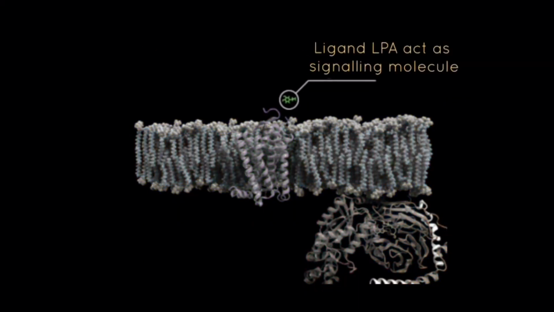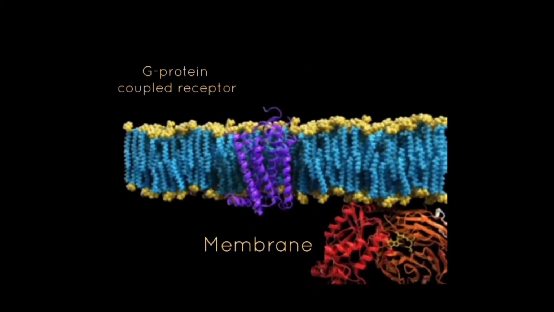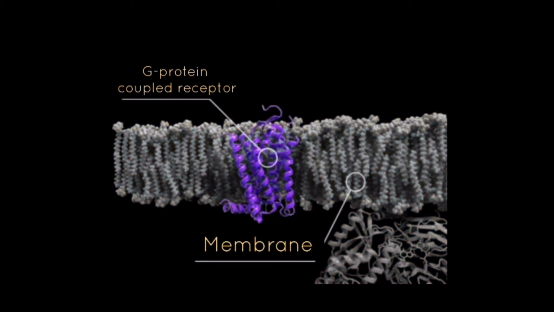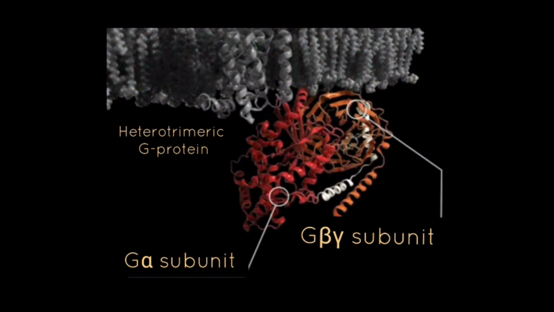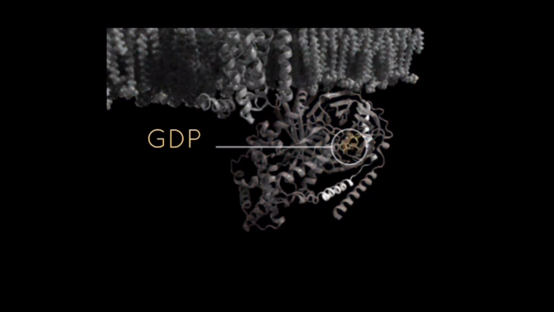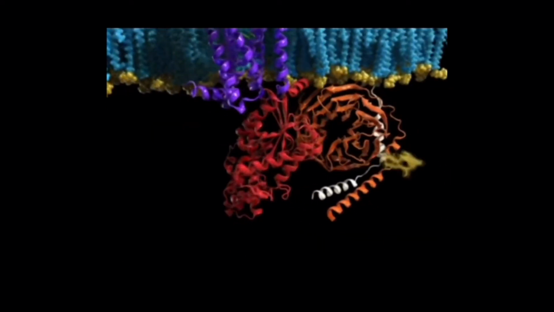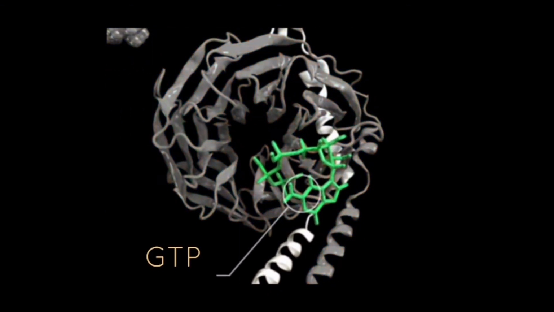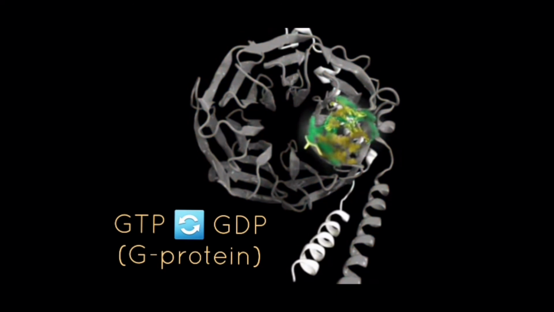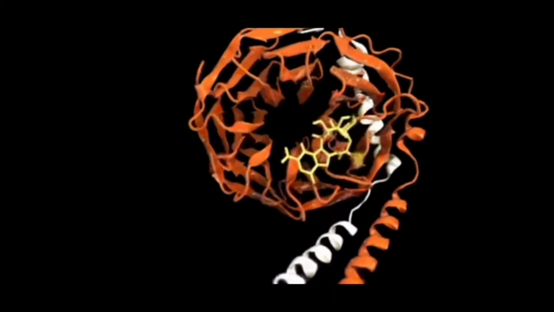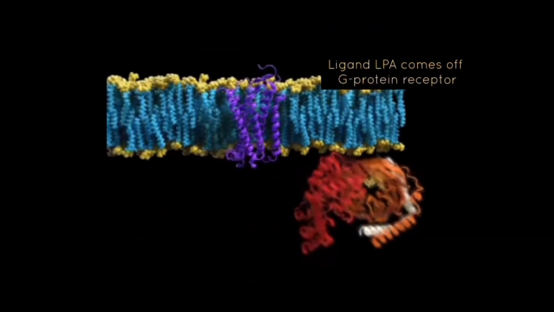Ligand LPA binds to the G protein coupled receptor, which is located in the membrane. The heterotrimeric G protein is composed of 3 protein subunits: alpha, beta, gamma. The alpha subunit has GDP bound, which is exchanged for GTP. GTP then binds and causes a conformational change. After the activation of the receptor, the LPA ligand comes off the G protein receptor.